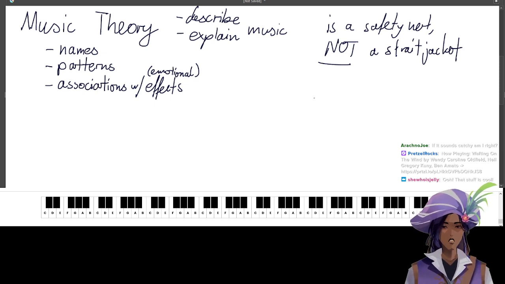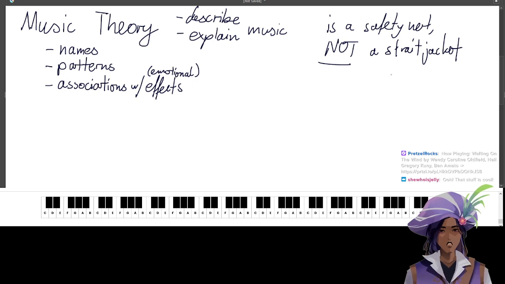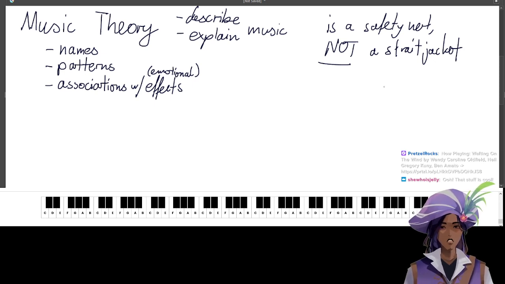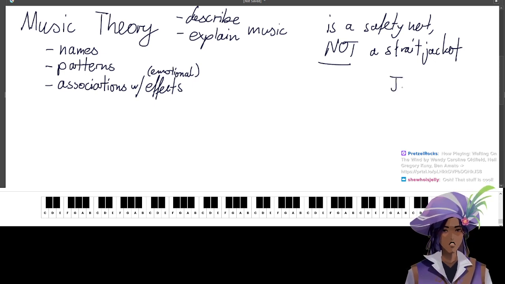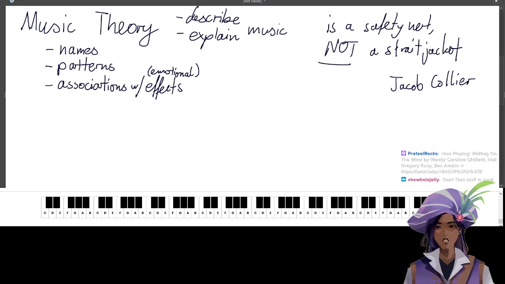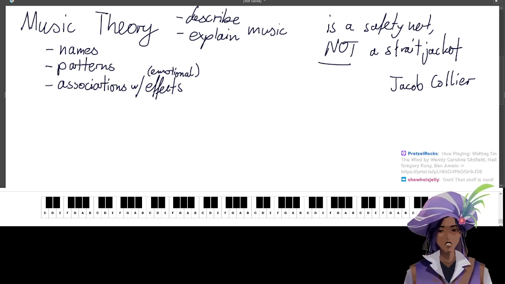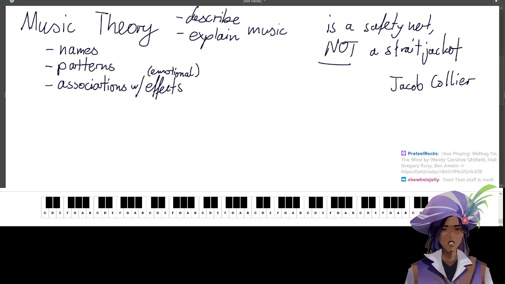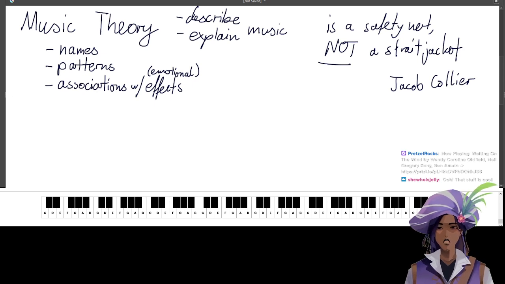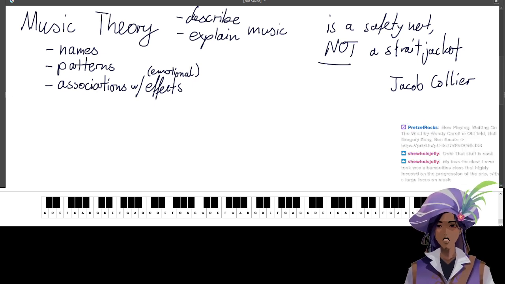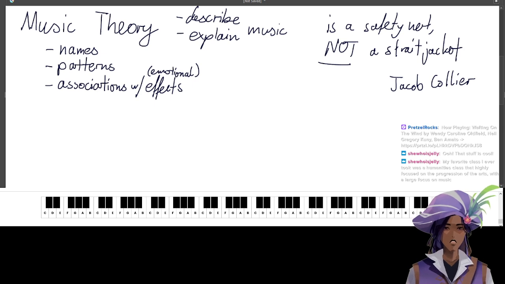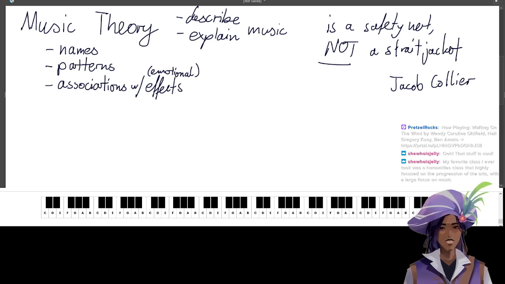If you do want to see what is currently being done in music, pushing the boundaries in music, I highly suggest Jacob Collier. If you are a musician of any kind, you will become so envious of him, because he's in his mid-20s and, holy crap, his understanding of music is... But he does some amazing stuff with music theory.